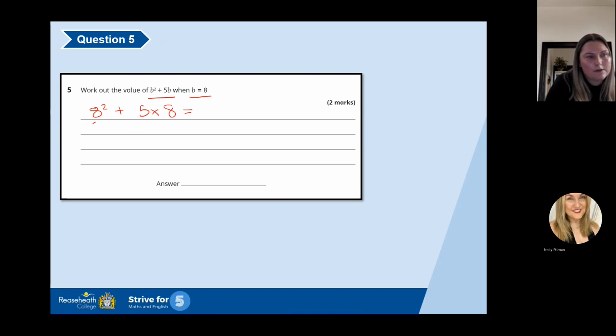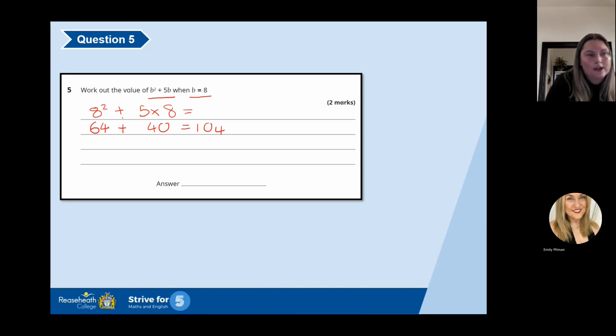I'll do it on my calculator. So 8 times 8, or 8 squared, is 64. Add, and then 5 times 8, which is 40, which equals 104.